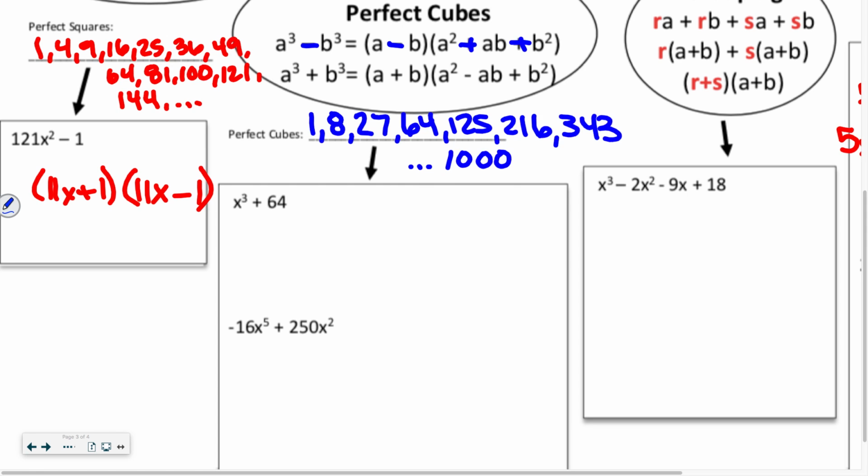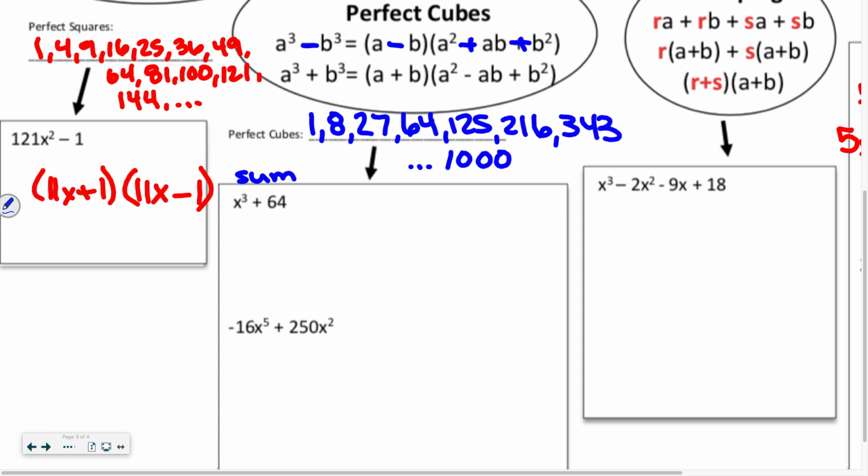If it's not a difference of perfect squares, then I check for perfect cubes. Okay, so let's look at this first one. X cubed plus 64. Is x cubed a perfect cube? Yes. Is 64 a perfect cube? Yes. So we're going to use, obviously, sum or difference of cubes. We're going to follow the sum rule.